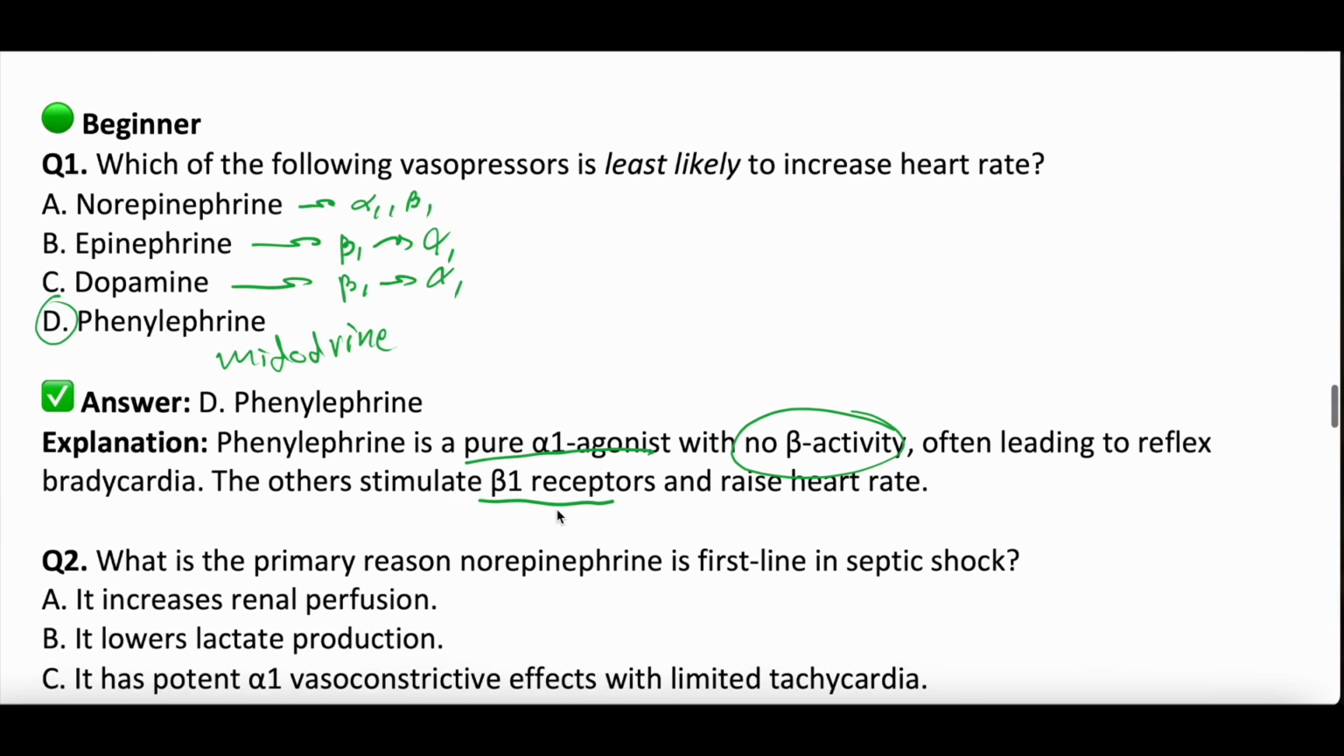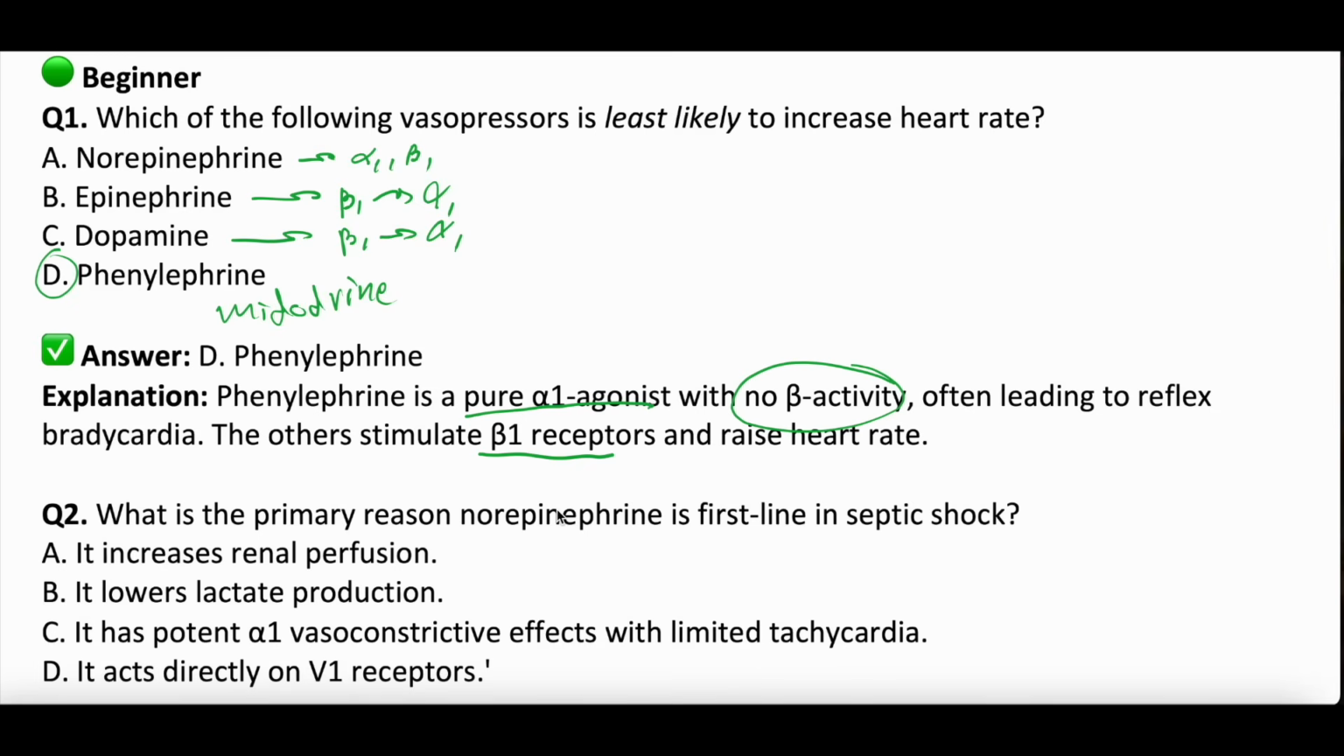All right, beginner question number 2. What is the primary reason norepinephrine is first line in septic shock? A, it increases renal perfusion.